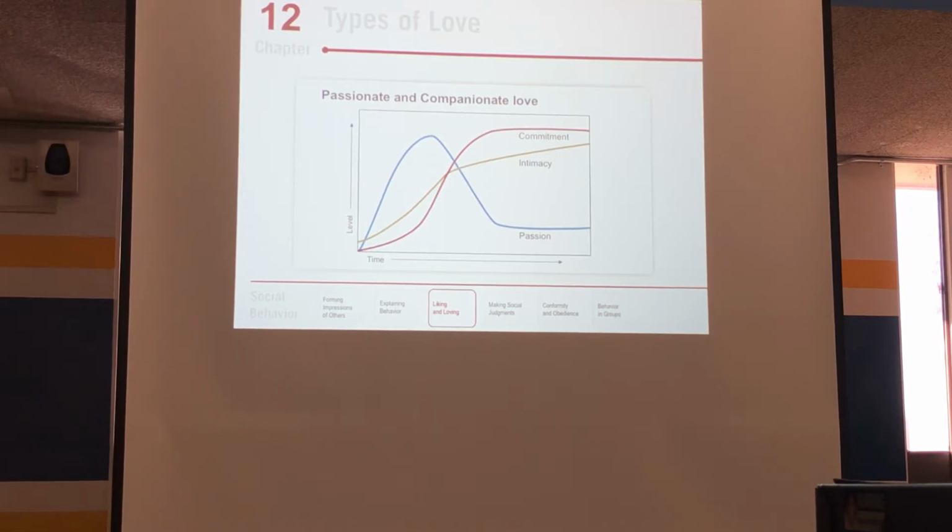Companionate. Good. Okay. Attachment. So Hazen and Shaver did a study where they compared infants' attachment styles to their caregiver, to adults' attachment styles to their romantic partner. And what did they notice? They were pretty similar, right? So how you were attached to your caregiver as a baby predicted how you were attached to your partner as an adult.